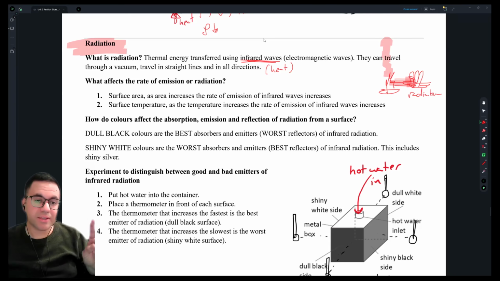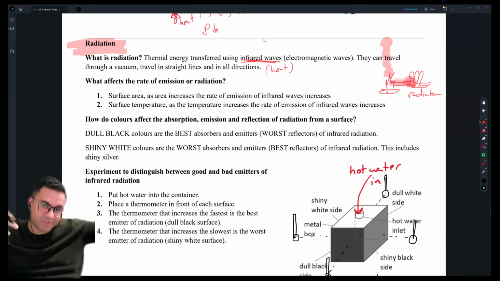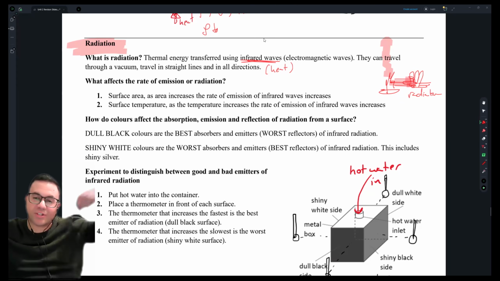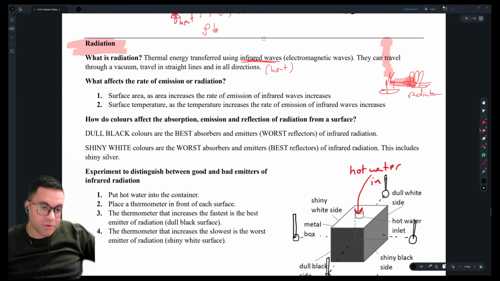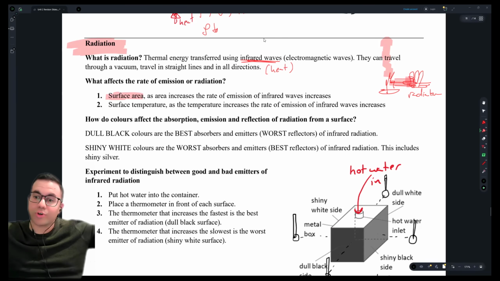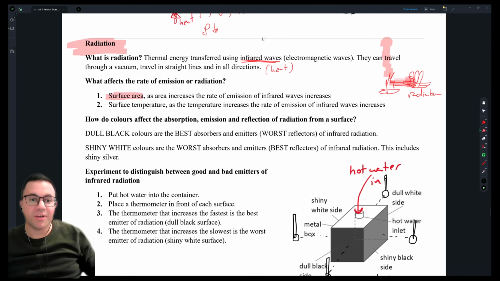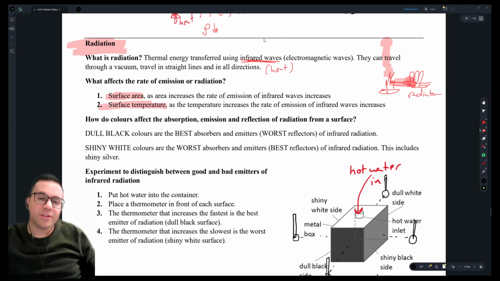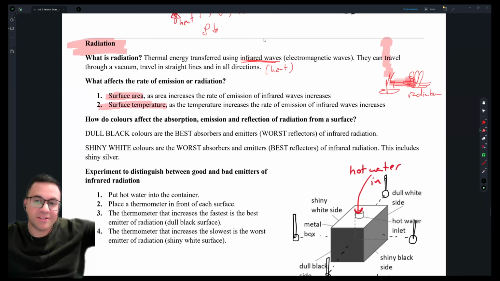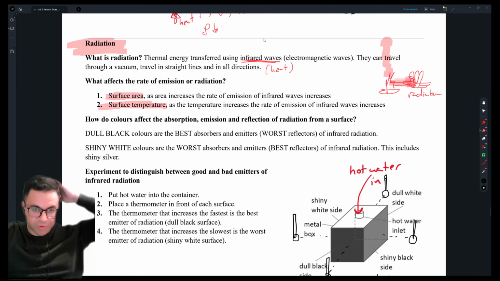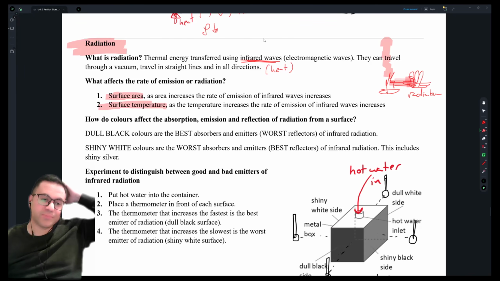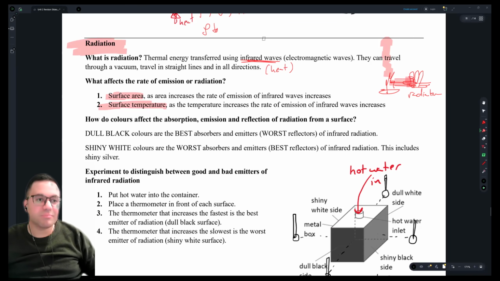Now, three things affect how much a surface emits radiation, if it's hot, or absorbs radiation. Surface area: the larger the area, the more radiation can be emitted or absorbed. The temperature: the higher the temperature, the more radiation can be emitted. Right? So the hotter you are, the more radiation you can emit because you have more energy. And the third factor, arguably most important, is color. It's color. Two specific colors.